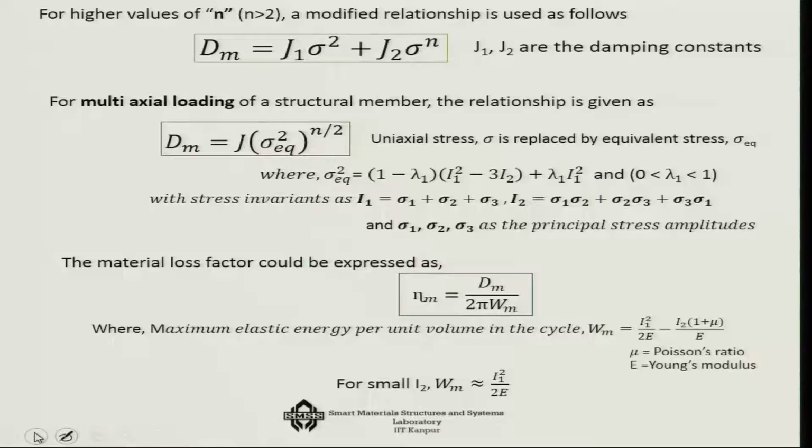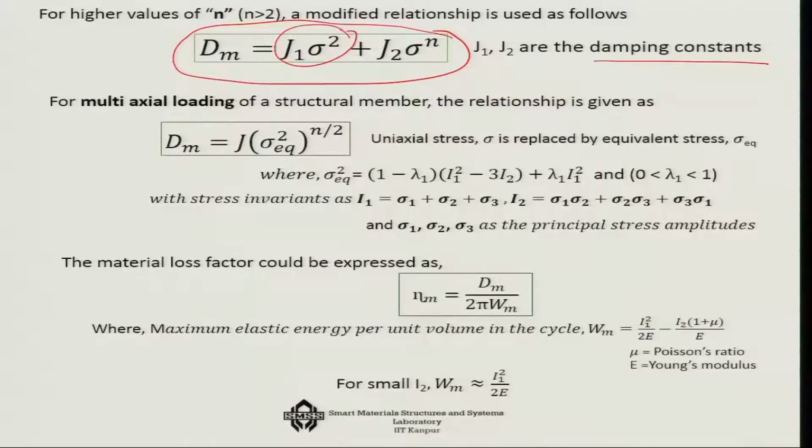Here the d, I will come to how we can get the equivalent damping, but before that, if n is greater than 2, then for the stress dependence there is some other representation also, which for the sake of completeness we should keep in mind. You can represent it by using two damping constants. One is J1 sigma square and another is J2 sigma to the power n. So, basically one is related to the elliptical area of energy dissipation, and the rest is taken care of by J2 sigma to the power n.